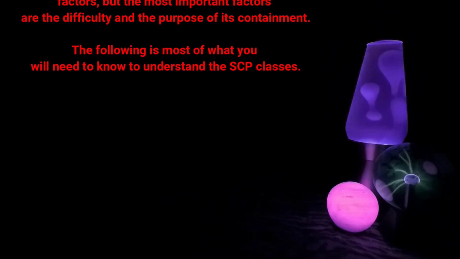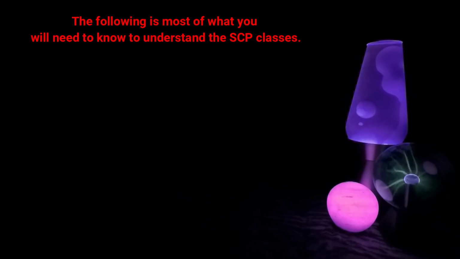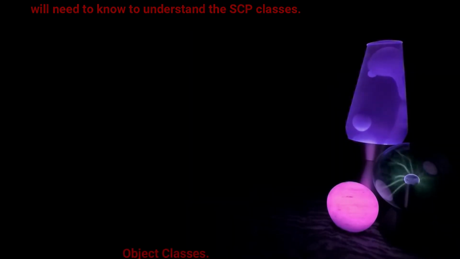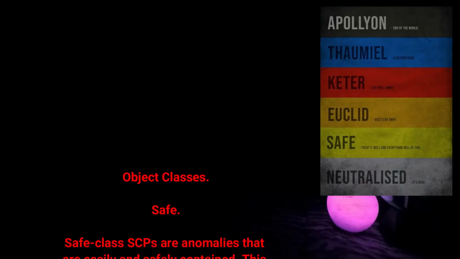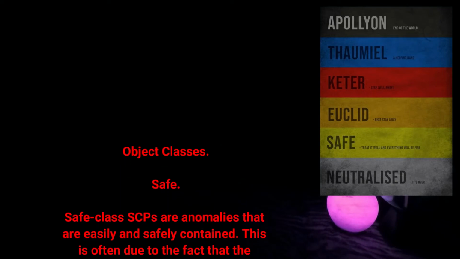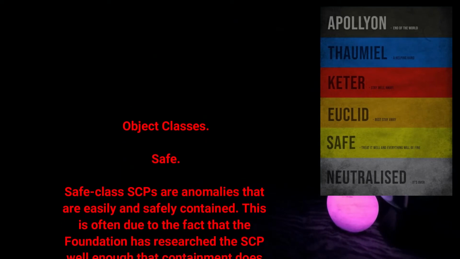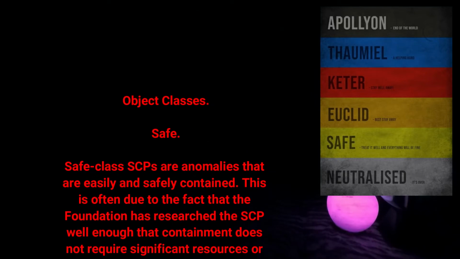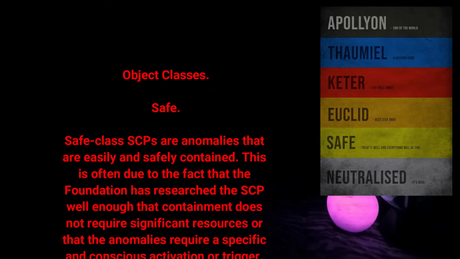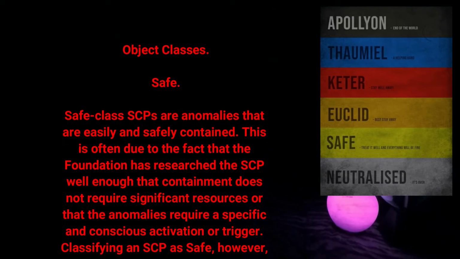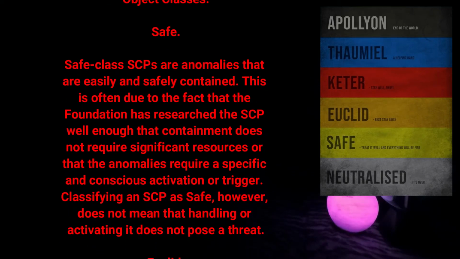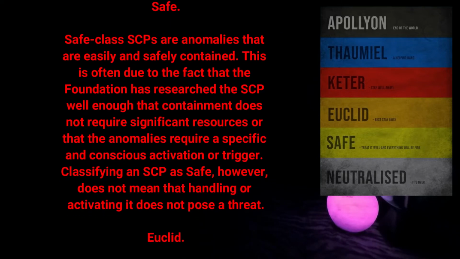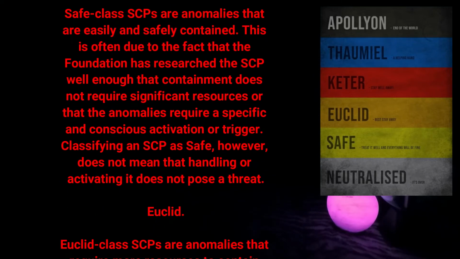The following is most of what you will need to know to understand the SCP classes. Object classes. Safe. Safe class SCPs are anomalies that are easily and safely contained. This is often due to the fact that the Foundation has researched the SCP well enough that containment does not require significant resources, or that the anomalies require a specific and conscious activation or trigger. Classifying an SCP as safe, however, does not mean that handling or activating it does not pose a threat.